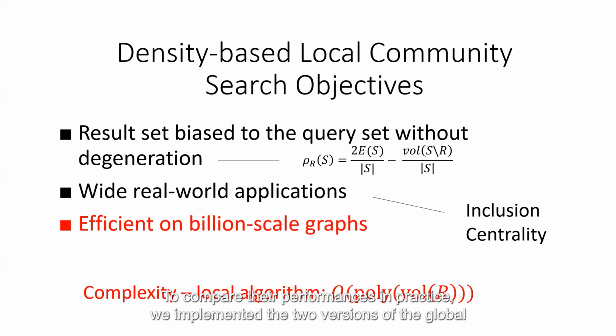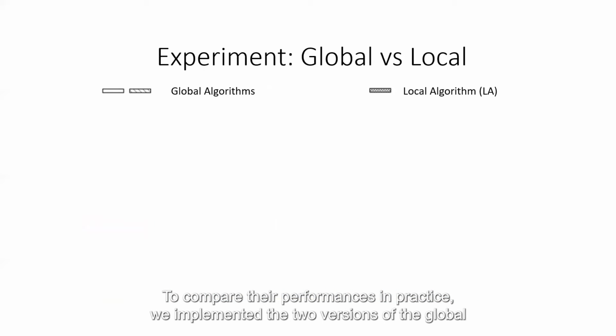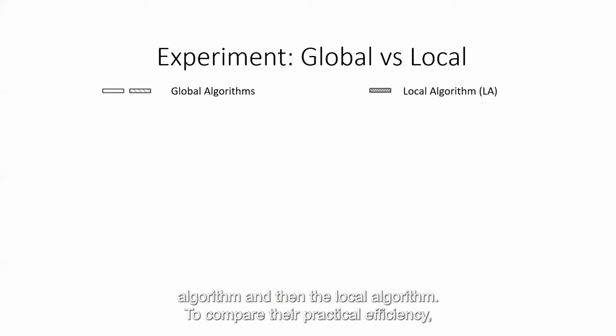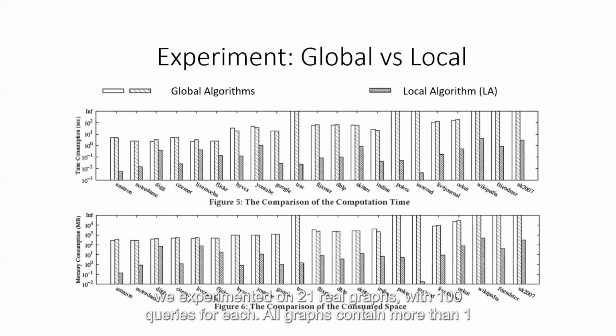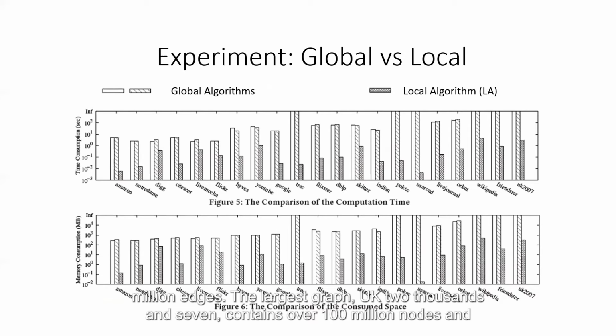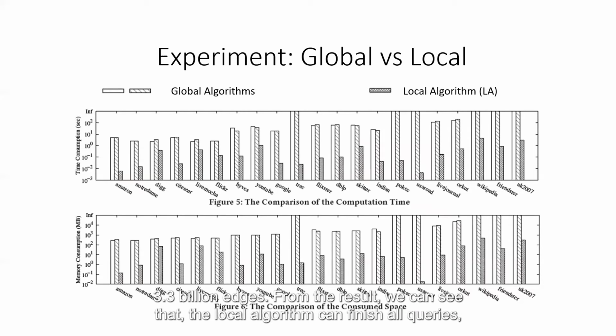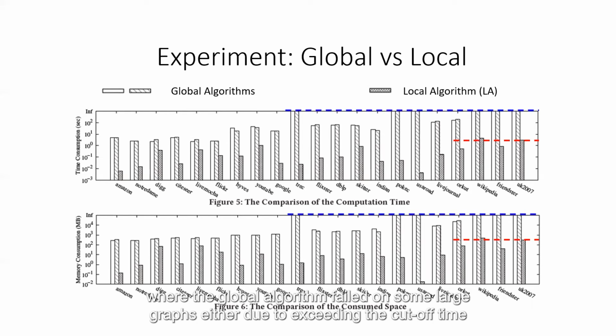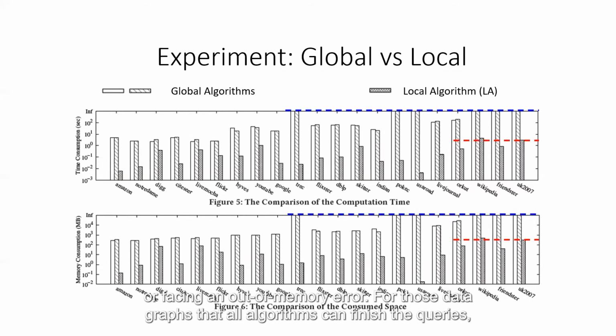To compare their performances in practice, we implemented two versions of the global algorithm and then the local algorithm. To compare their practical efficiency, we experimented on 21 real graphs with 100 queries for each. All graphs contain more than 1 million edges. The largest graph, UK 2007, contains over 100 million nodes and 3.3 billion edges. From the result, we can see that the local algorithm can finish all queries, whereas the global algorithm failed on some large graphs, either due to exceeding the cutoff time or facing an out-of-memory error.